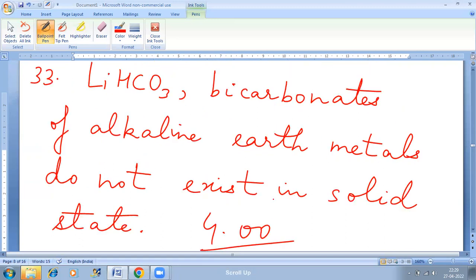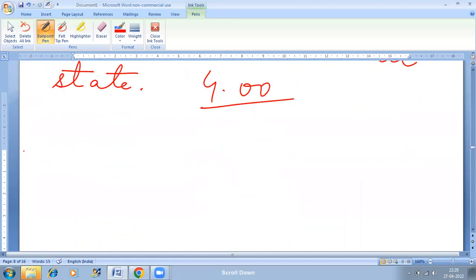Alkaline earth metals are the elements of group 2 of periodic table. So magnesium bicarbonate, calcium bicarbonate, barium bicarbonate, these all will exist in solution state. Right.